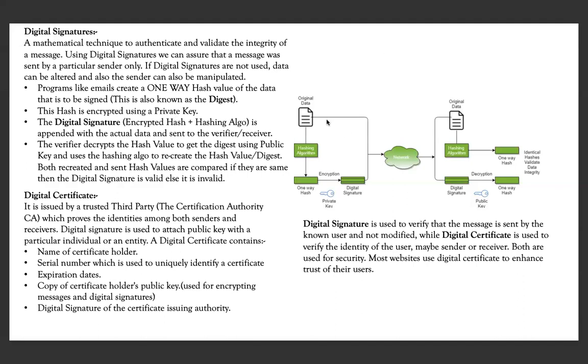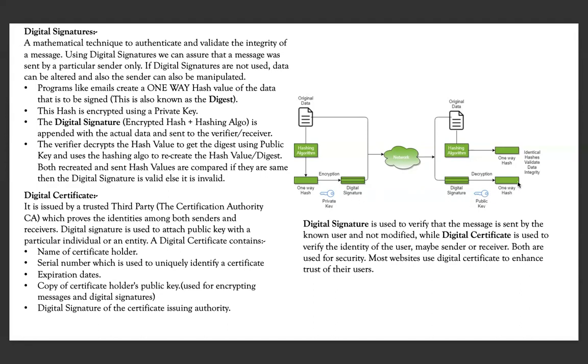Now, if you can see this diagram over here, this actually summarizes what we just said. So this is my plain text. I apply a hashing algorithm and get a one-way hash value. This hash value on the sender side is encrypted using the private key, and a digital signature is created. This digital signature is then sent along with the original data over the network. Now, on the receiving end, I will take this digital signature and decrypt it using the public key. And if it works, then it means the sender really was who they claimed to be.